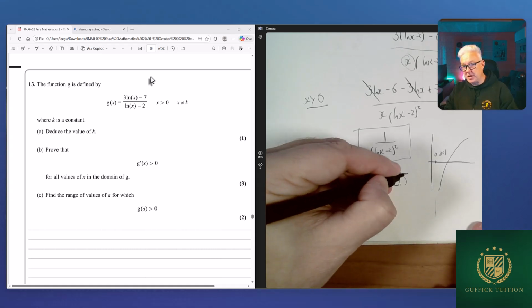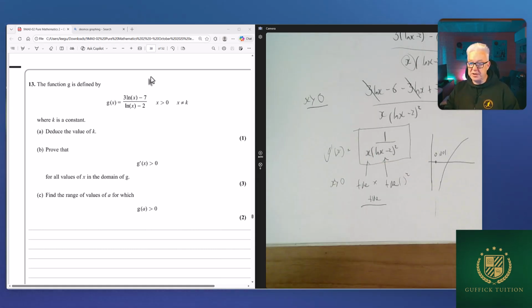This is positive because it's something squared. Therefore, positive times positive is going to be positive. And that would be sufficient for part B.